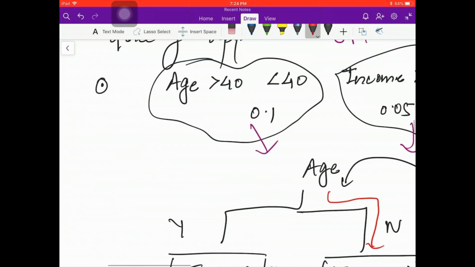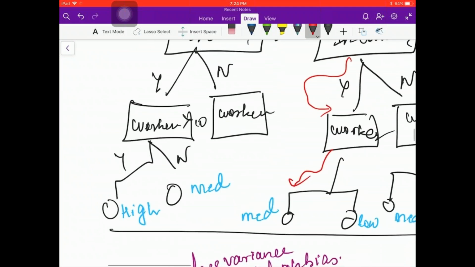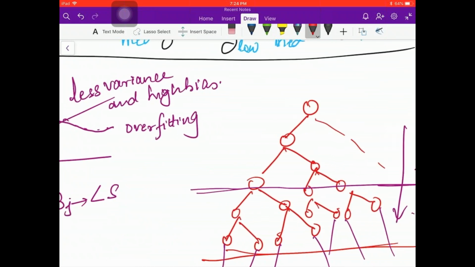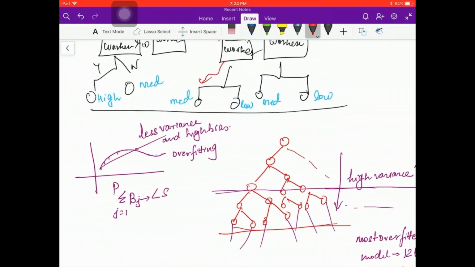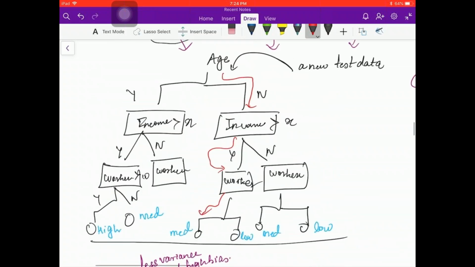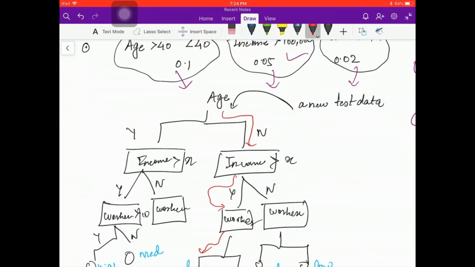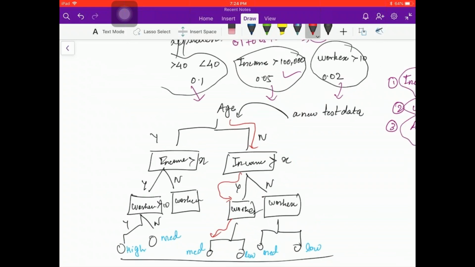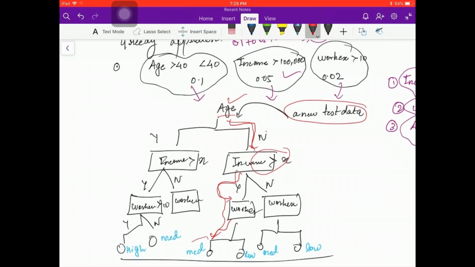Now, so after this, what we have seen is, how do you do a prediction in decision trees? For example, your decision tree is constructed, and then a new test data comes in, and what you have to do is check its age, whether it is higher or lower than the threshold, then you go down, then you check the income, and like this you flow through your decision tree and come to the prediction. So this is how your test data will flow in a decision tree.